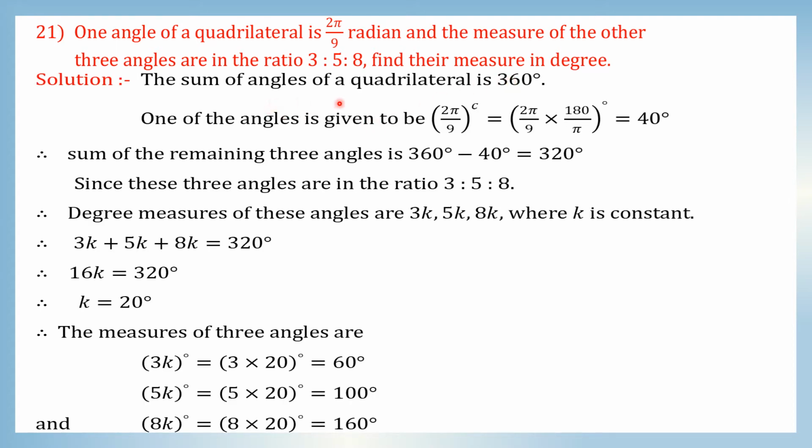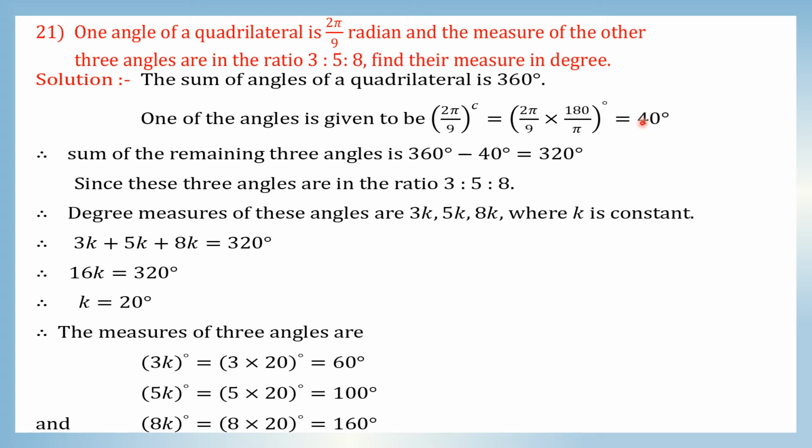Solution. The sum of the angles of the quadrilateral is 360 degrees. One of the angles is given to be 2π/9 radian. For simplification, convert it into degrees. Multiply 2π/9 by 180/π. π cancels. 9 into 2 is 18, here is 20, 20 into 2 is 40. Here is 40 degrees.